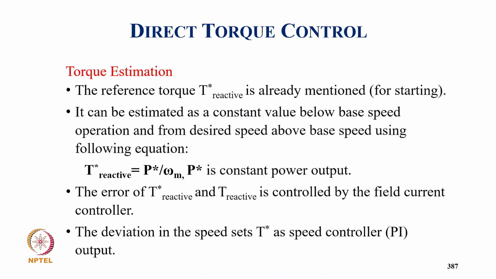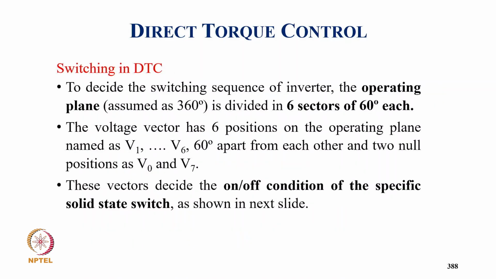So for torque estimation, the reference torque T reactive is already mentioned. For starting, it can be estimated as a constant value below base speed operation, and from the desired speed above base speed using T reactive equal to P star upon omega, where P is the constant power, and the error of T reactive and T star reactive. T reactive is controlled by field current control, and the deviation of the speed sets the speed control output.